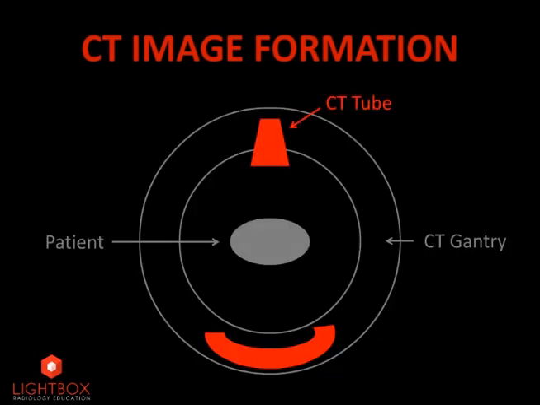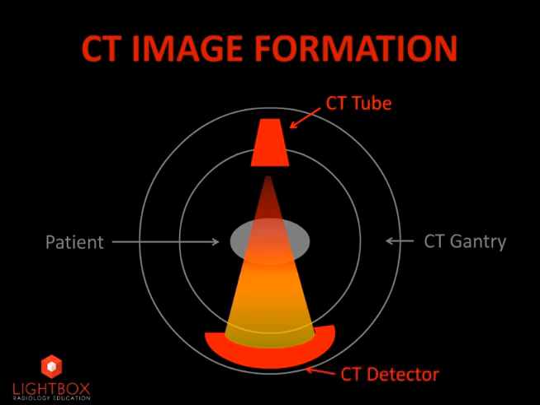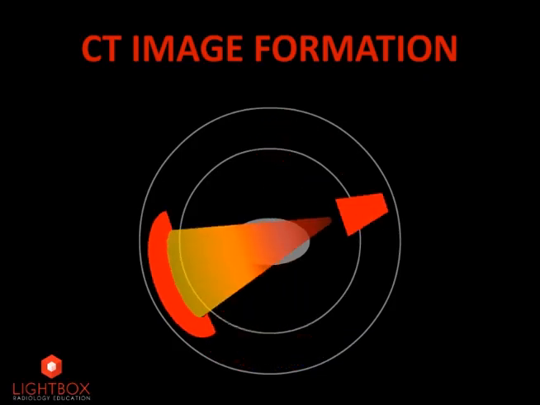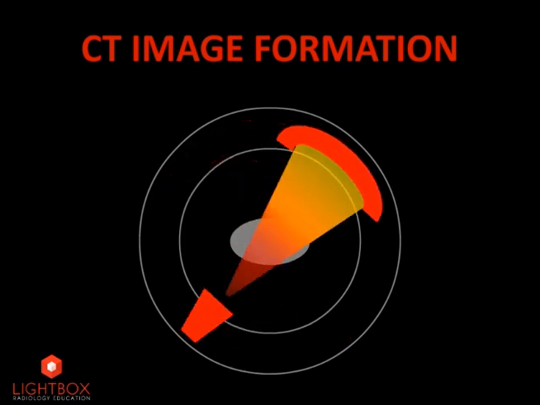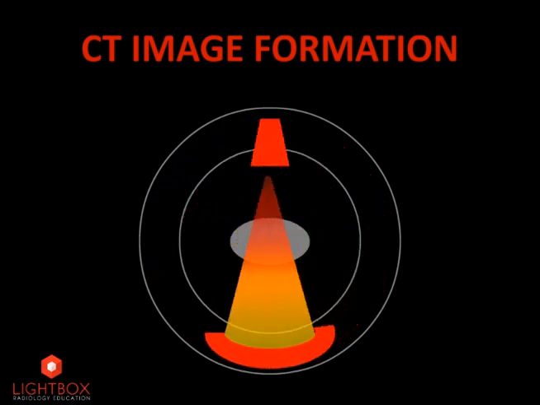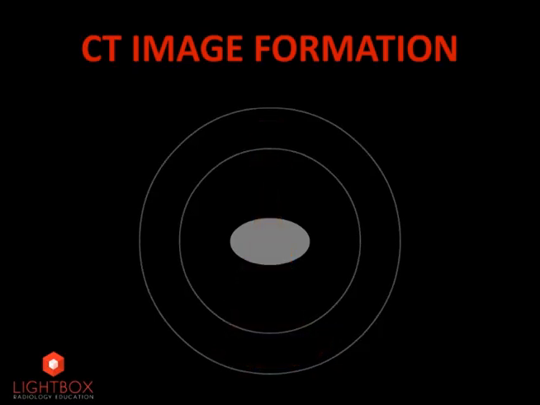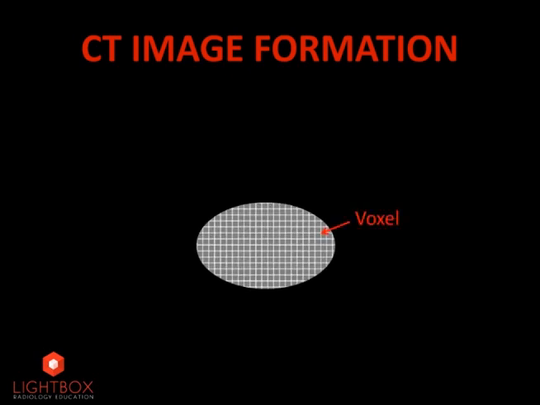A tube produces X-rays which pass through the patient. Similar to plain X-rays, the degree of X-ray absorption depends on the density of the tissue. The unabsorbed X-rays pass through the patient and reach the CT detector. The tube and detectors spiral around the patient and move in the craniocaudal axis. The body region scanned is divided into voxels. Each voxel is assigned an individual density depending on the amount of X-rays passing through that part of the body.